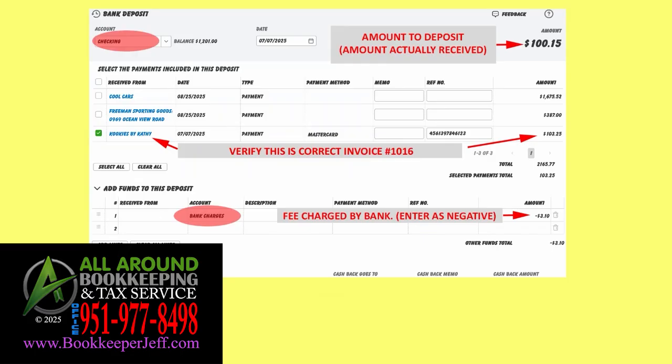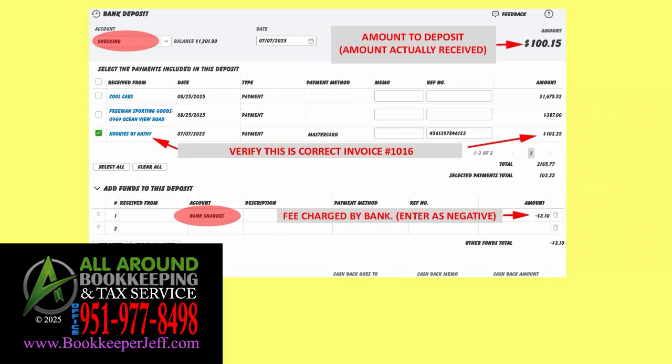Now, after we have received payment, we're going to look at the bank deposit, where again, we're assuming everything is happening on the same day. So we want to make sure this is deposited to the checking account. And we're going to verify that we have chosen the correct invoice from the undeposited funds account. So this is invoice number 1016. We're going to look at the Cookies by Kathy and that it's a MasterCard payment for $103.25. And so therefore we've verified this is the correct invoice that we're depositing.